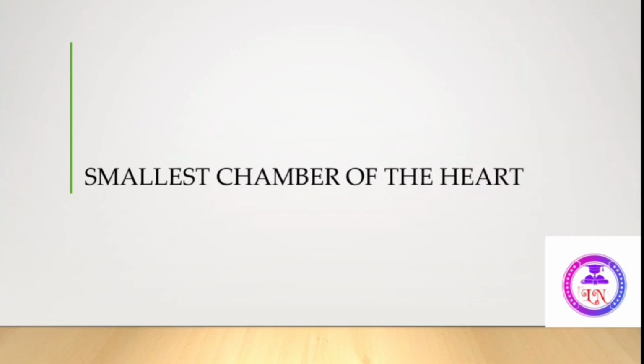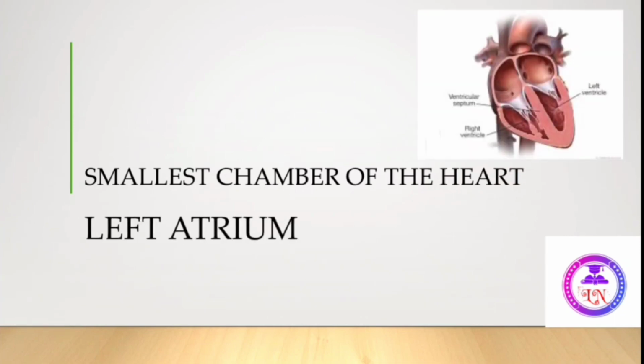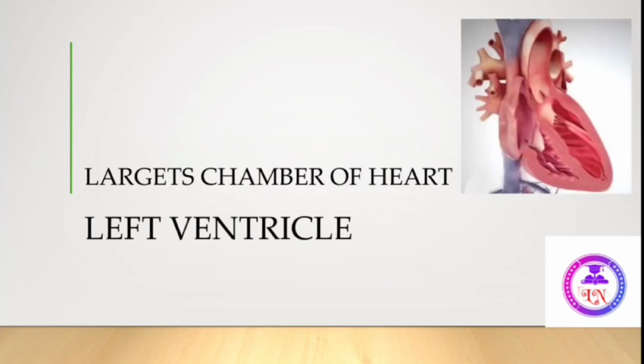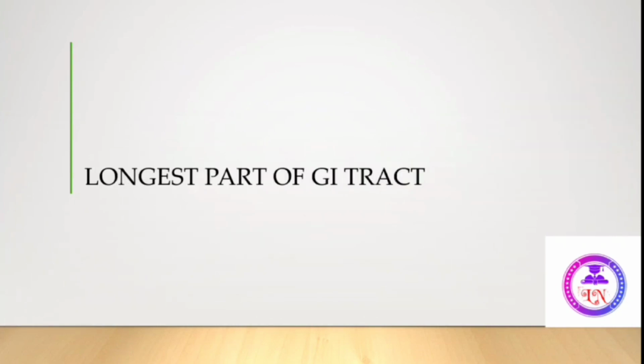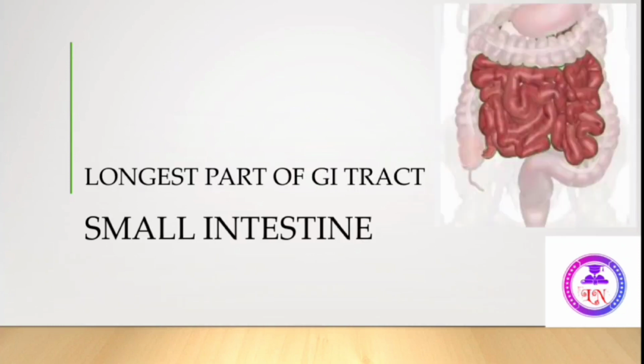Then coming to the smallest chamber of the heart. The smallest chamber of the heart is the left atrium, if you see, and the largest chamber of the heart is the left ventricle. Next, the longest part of the GI tract: the small intestine is the longest part of the gastrointestinal system. Now small intestine, if you see, it is very long.